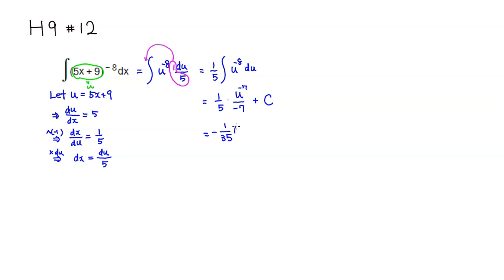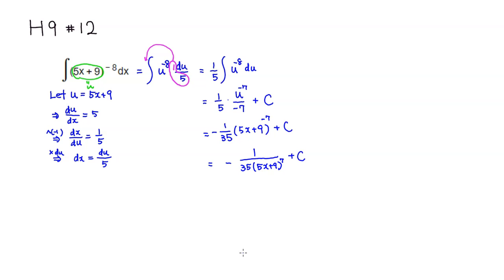Then u used to be 5x plus 9, so you put the original expression back in, and then you have a negative 7 power plus c. And if you have a negative power, you can write it as negative 1 over 35 on the bottom, and you can put the quantity 5x plus 9 on the bottom, and since it's a negative power, we can put the 7th power here, plus some constant c.